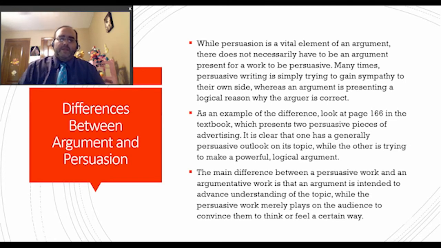Okay? So the main difference between persuasive work and argumentative work is that an argument is intended to advance understanding of the topic, while persuasive work merely plays on the audience to convince them to think or feel a certain way. Okay? A good example for this would be comparing a Motor Trend review of a car to a TV ad for a used car salesman. Okay, the Motor Trend review is going to be more argumentative. They're going to be more factual. They're going to try to inform you.